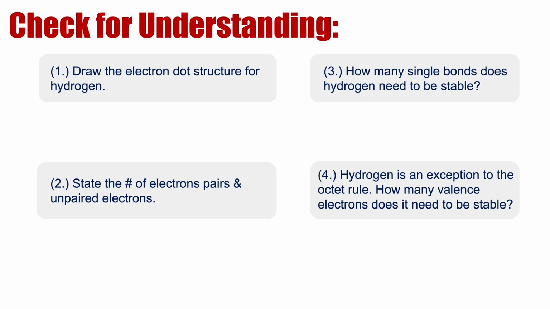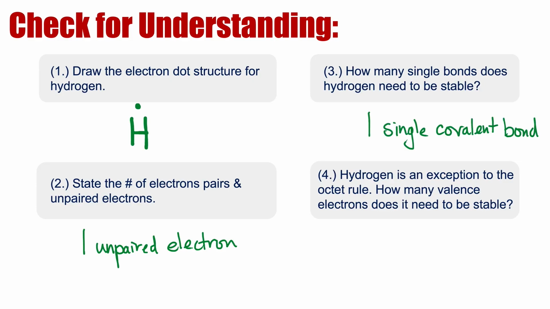So hydrogen has 1 valence electron, so its electron dot structure looks something like this. There's one unpaired electron, and there's 0 electron pairs. So since it has 1 unpaired electron, it only needs to form 1 single covalent bond to be stable. When it forms that 1 single covalent bond with another element, it's going to end up having 2 valence electrons to make it stable. So hydrogen is an exception to the octet rule.